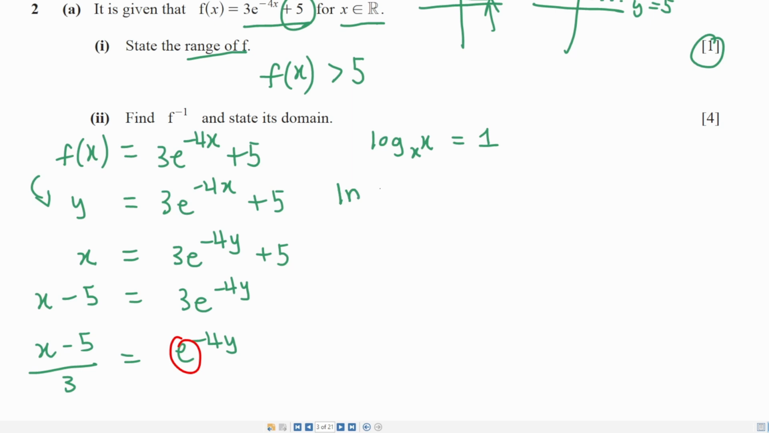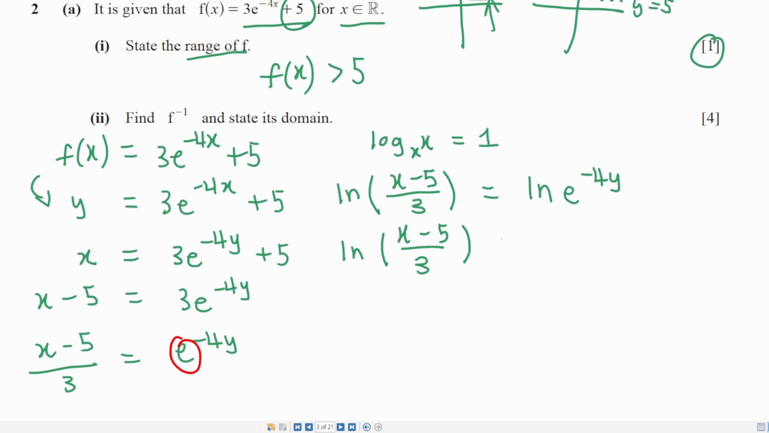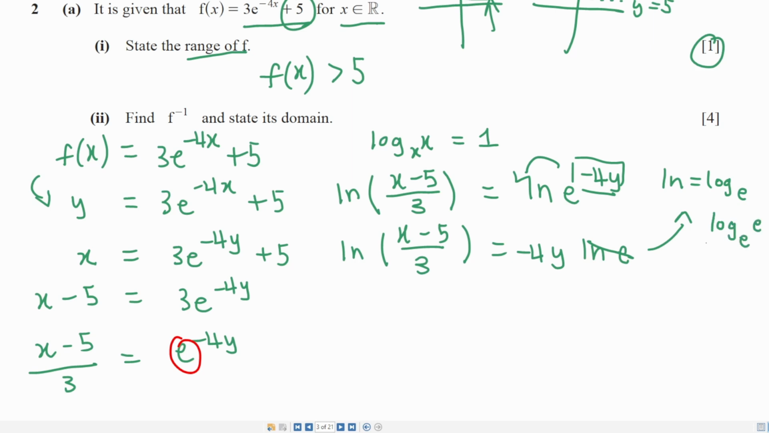So ln, remember to open brackets. We'll leave the left side alone first. One property of logarithms is that our exponent can be brought down, so -4y times natural logarithm of e. Now natural logarithm of e cancels itself out into 1, and -4y times 1 is just -4y. Because ln stands for log with a base of e, and what we have here is log with base e of e, it can cancel itself out.